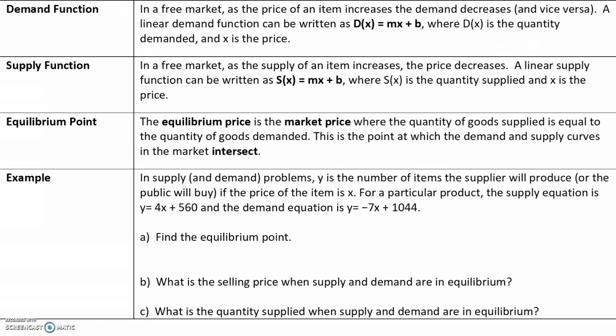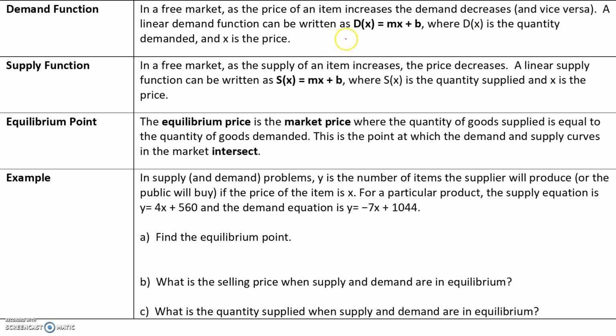All right, now these three are going to be important things to know. The demand function. In a free market, as the price of an item increases, the demand decreases. So let's say an iPhone costs $10,000, then most of us probably would not buy one. But because iPhones only cost $800, a lot of us do buy iPhones. So as the price of an item increases, the demand decreases. If the iPhone costs $10,000, there's going to be a lot less demand for it. But as the price decreases, the demand increases.